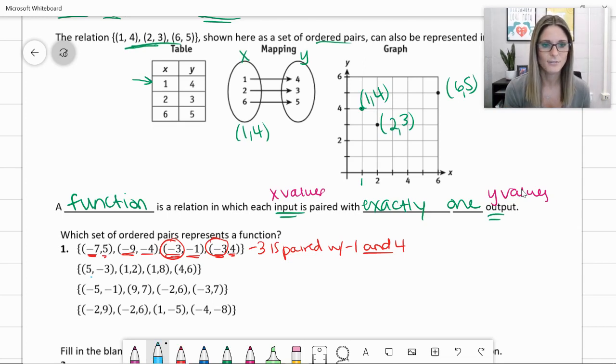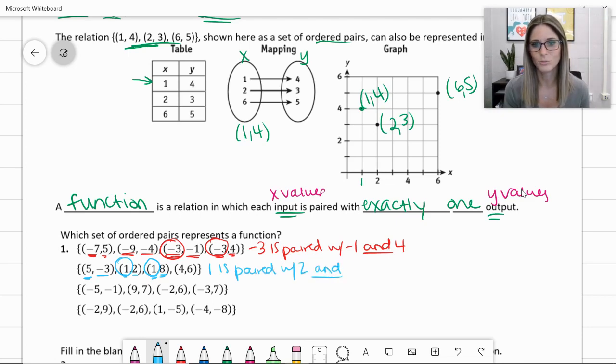Let's look at the second list. 5 is paired with -3. 1 is paired with 2. Wait. 1 is also paired with 8? No. 1 can't be paired with 2 and 8. Okay, it's still a relation, but it's not a function. Third one, -5 is paired with -1. 9 is paired with 7. -2 is paired with 6, and -3 is paired with 7. How do we do? I think we're good.